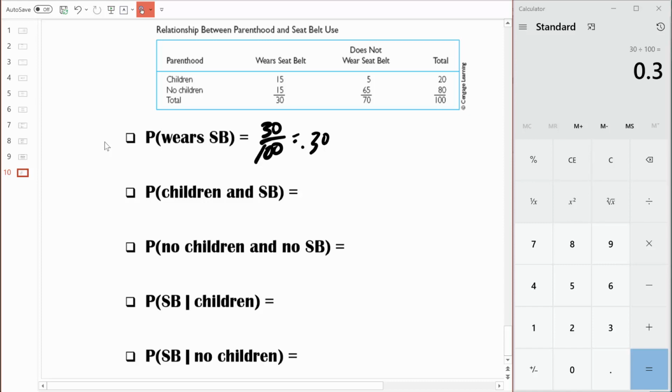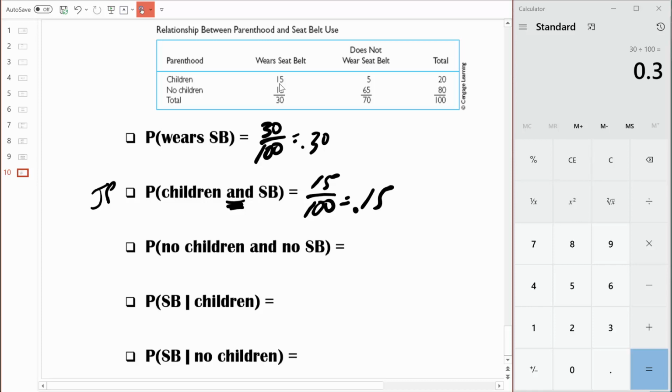You'll see in this next example, we're computing a joint probability. So I'm going to put down JP. We know it's a joint probability because I see the word and in there. I'm trying to figure out the probability that somebody has children and they wear a seatbelt. In the first row of the table, I see the people who have children. And then in this column right here, I see the people who wear a seatbelt. So the joint frequency right here represents the people who have children who wear a seatbelt. And there are 15 of those people. So we have 15 people who have children and wear a seatbelt out of 100 people overall. And that, of course, equals 0.15.